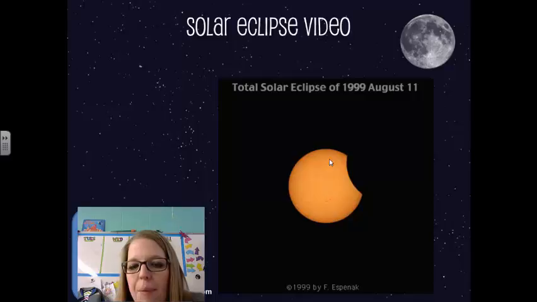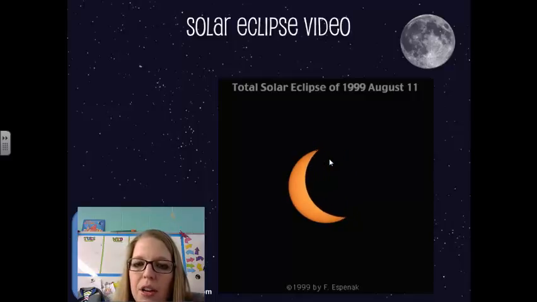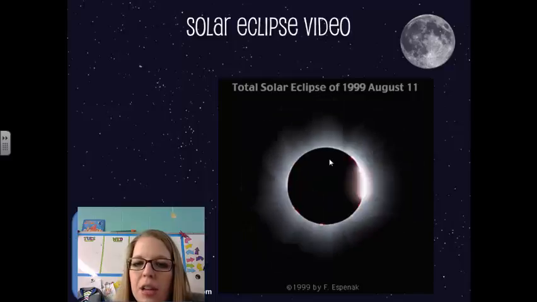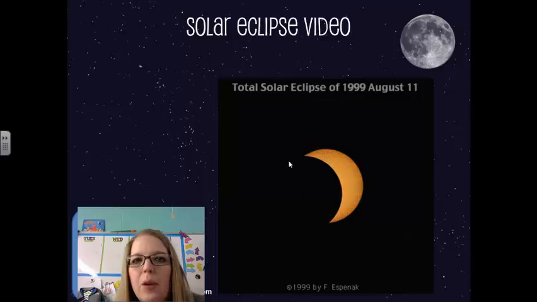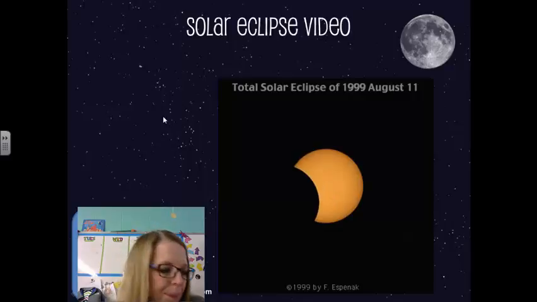This whole thing was captured by using a filter. Unfortunately, your phones won't work when we have our solar eclipse. So here you go, right there. That's the corona of the sun. It's like the little wispy part of the sun's atmosphere.